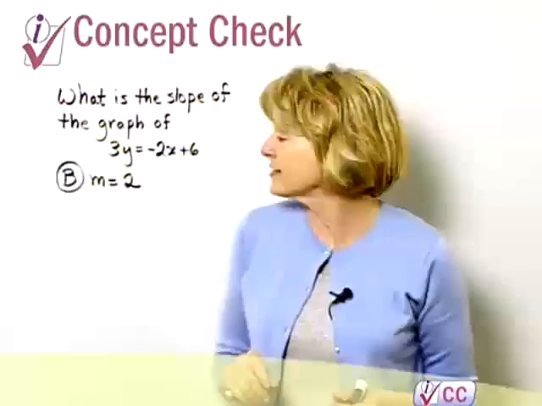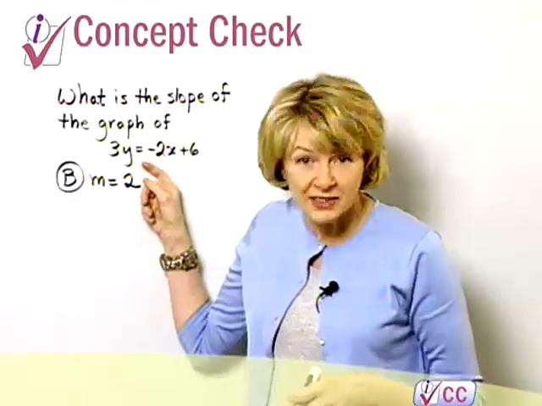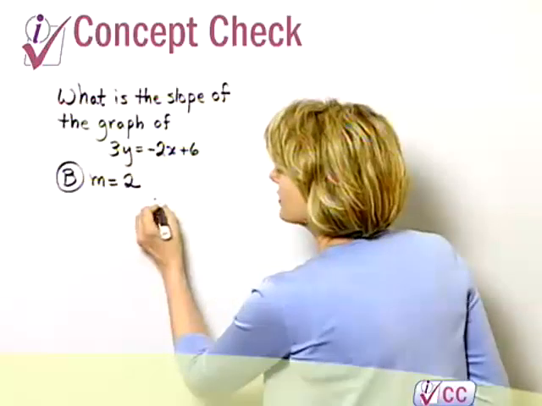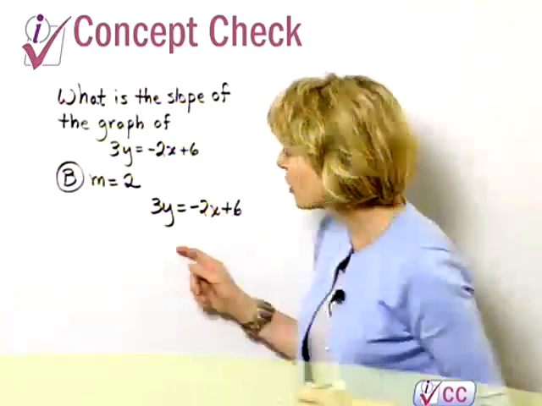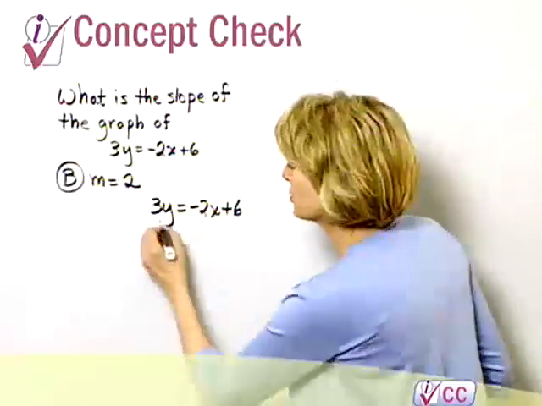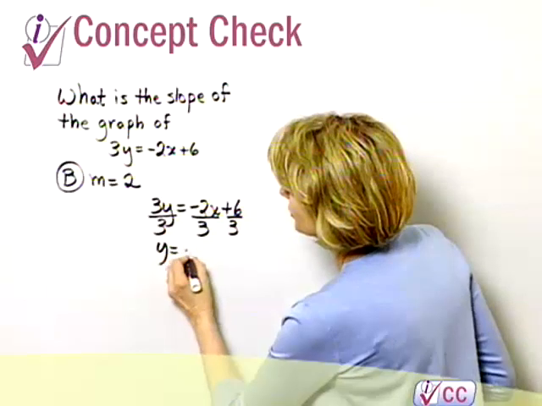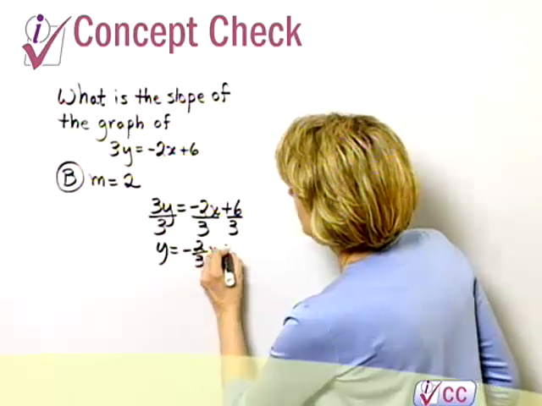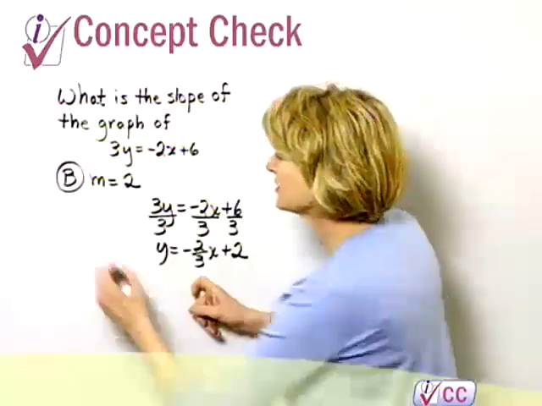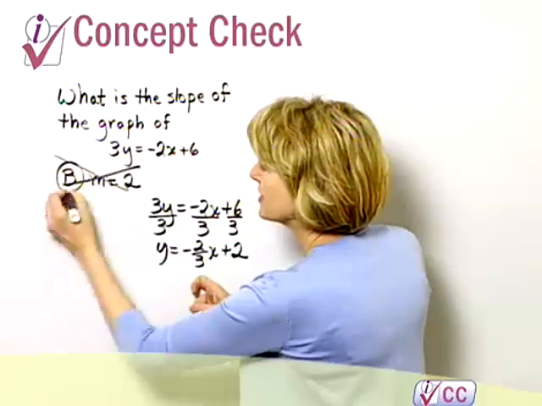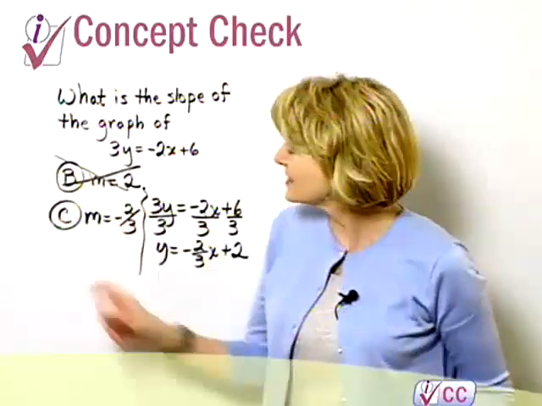B is incorrect. Let's talk about why. To have this in slope-intercept form, this equation must be solved for y. So let's take that equation and let's solve it for y by dividing through by 3 every term, dividing by 3, and y is equal to negative 2/3 x plus 2. So the y-intercept is 0, 2. The slope is choice C. The slope is negative 2/3. C is the correct choice.